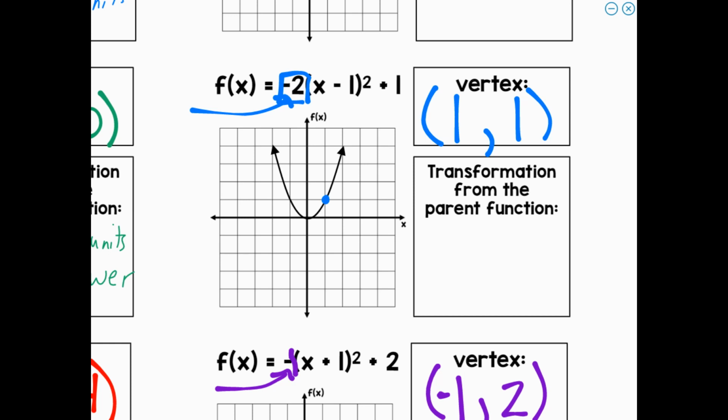So if it's greater than 1, is that going to shrink it, make it skinnier, or is that going to make it wider? Wider. It makes it narrower. Yeah, because it goes up faster than it goes over. Okay. And this negative sign is going to make it flip. So instead of going up 2 and over, we're going to go down 2 and over 1 and reflect it on the other side.